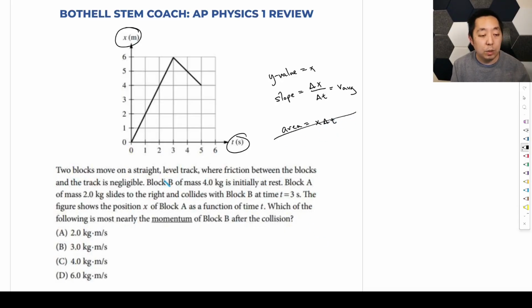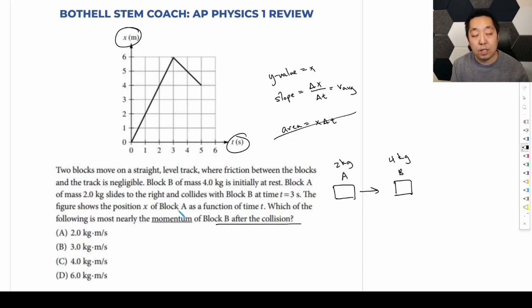Okay. So 2 blocks move on a straight level track with friction between the blocks and the track negligible. Block B of mass 4 kilograms is initially at rest. So block B is here, it is 4 kilograms. Block A, mass 2 kilograms, slides to the right and collides with block B at time t equals 3 seconds, right here. Which of the following is most nearly the momentum of block B after the collision?